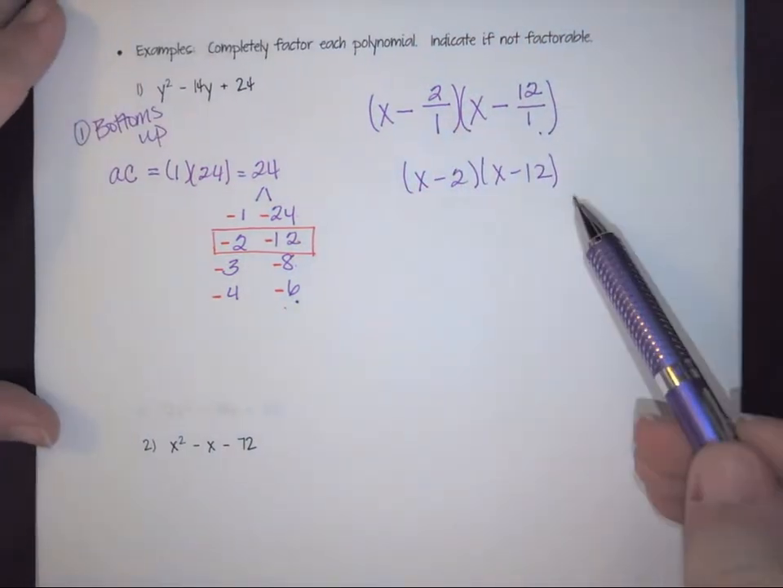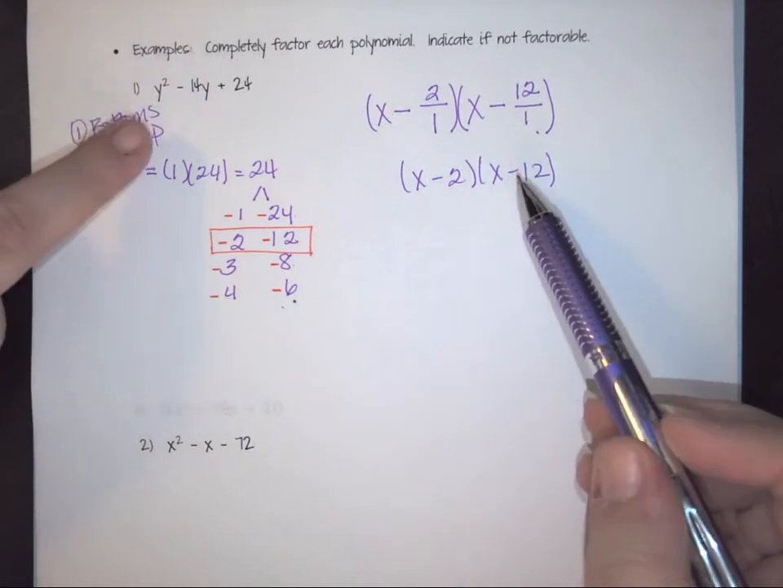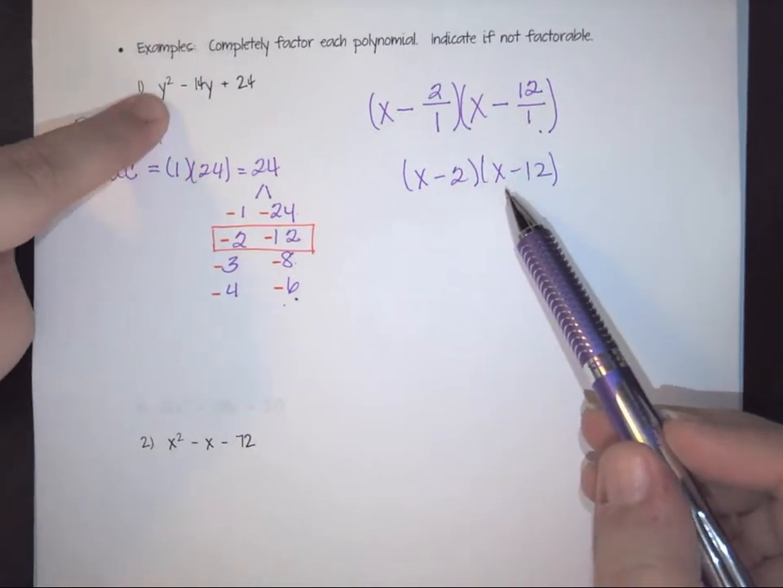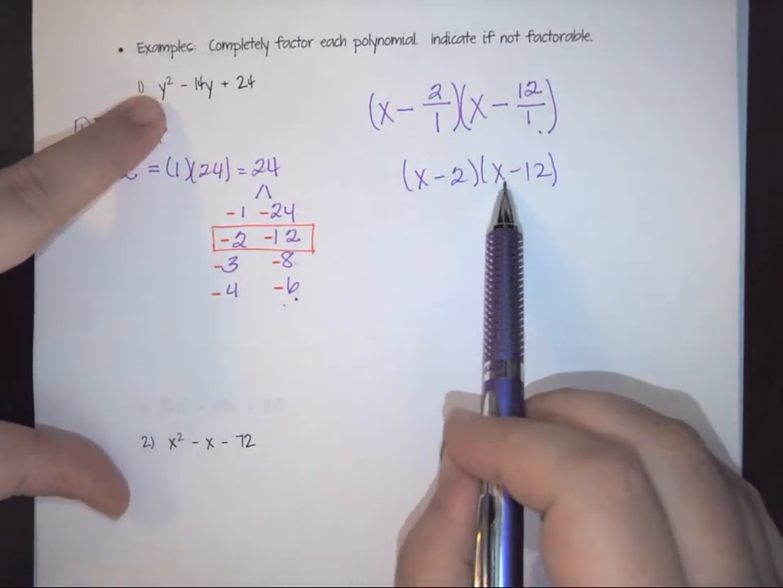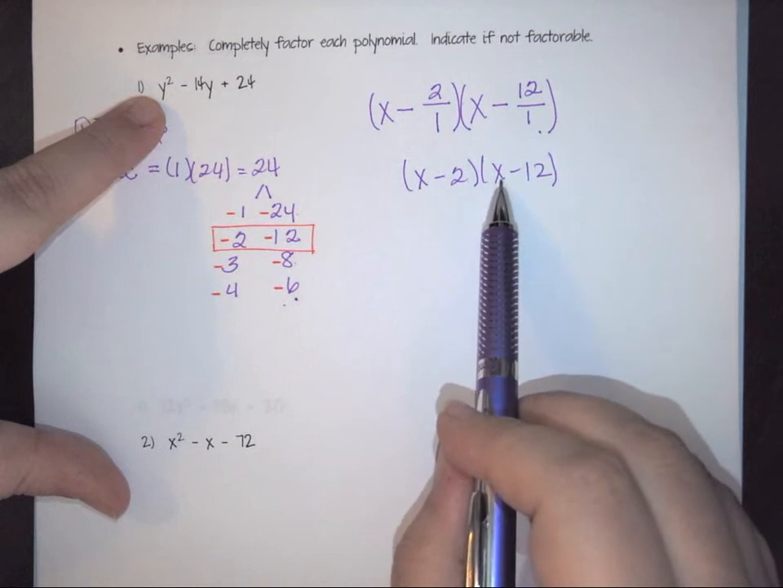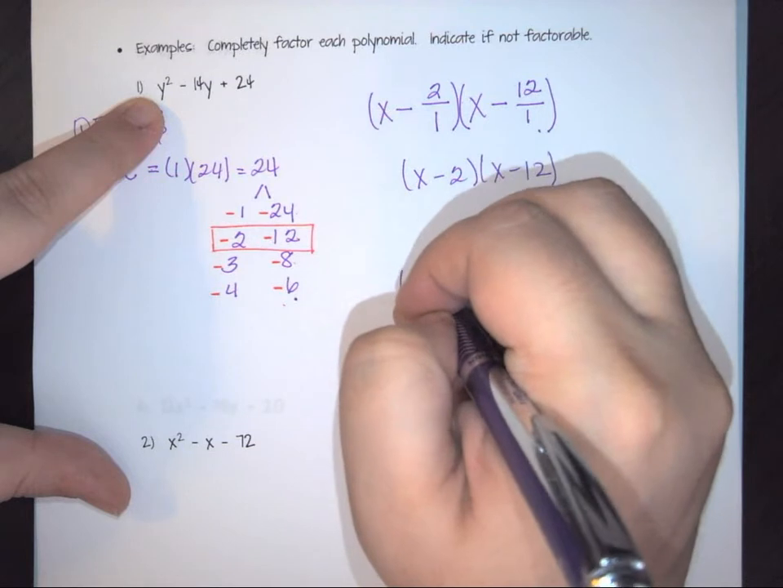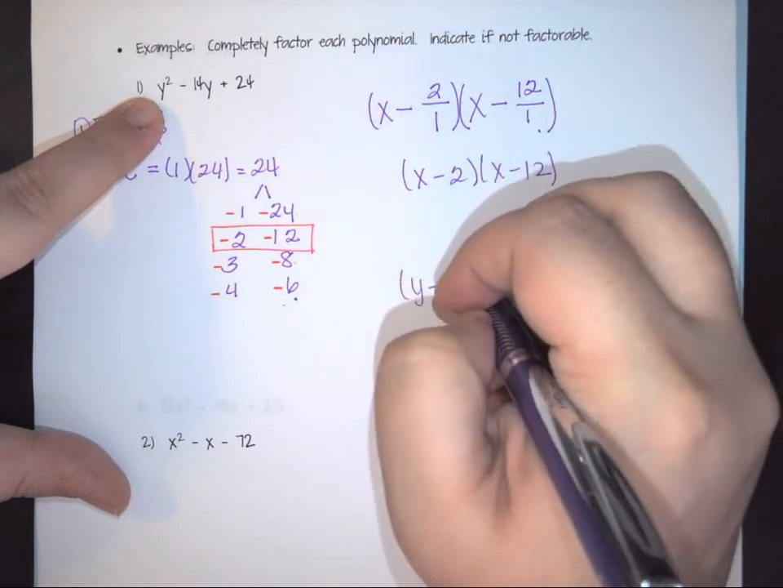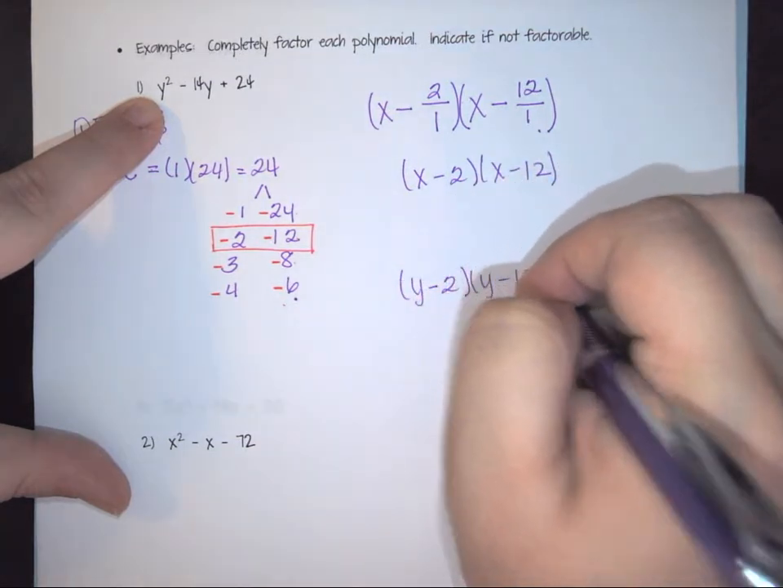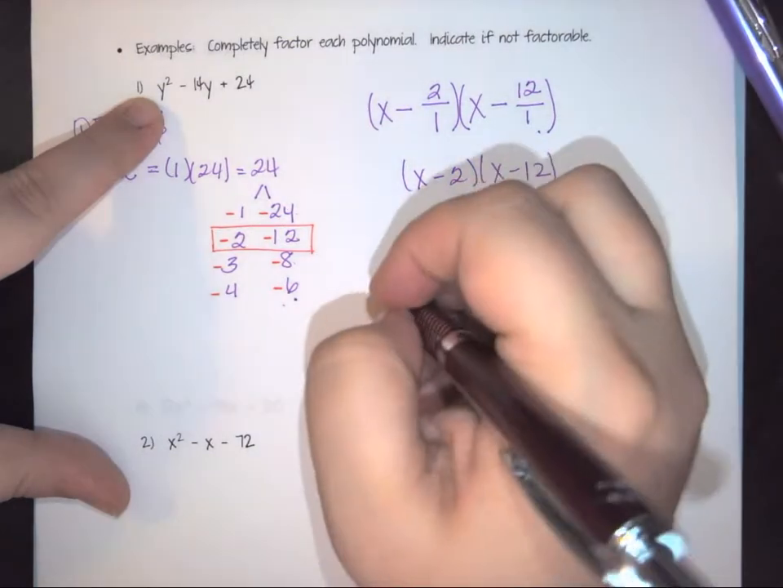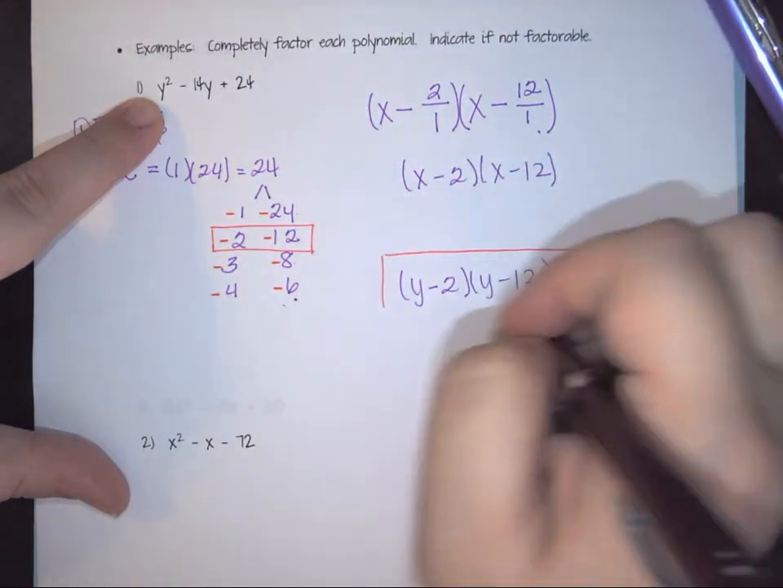Now the very last thing that we want to do is a variable check. In this problem I was using y's. However, because of the formula, I switched over to x's, so the very last step that you would use would be to change them back to y. So this is y minus 2 and y minus 12. And this is what we were looking for.